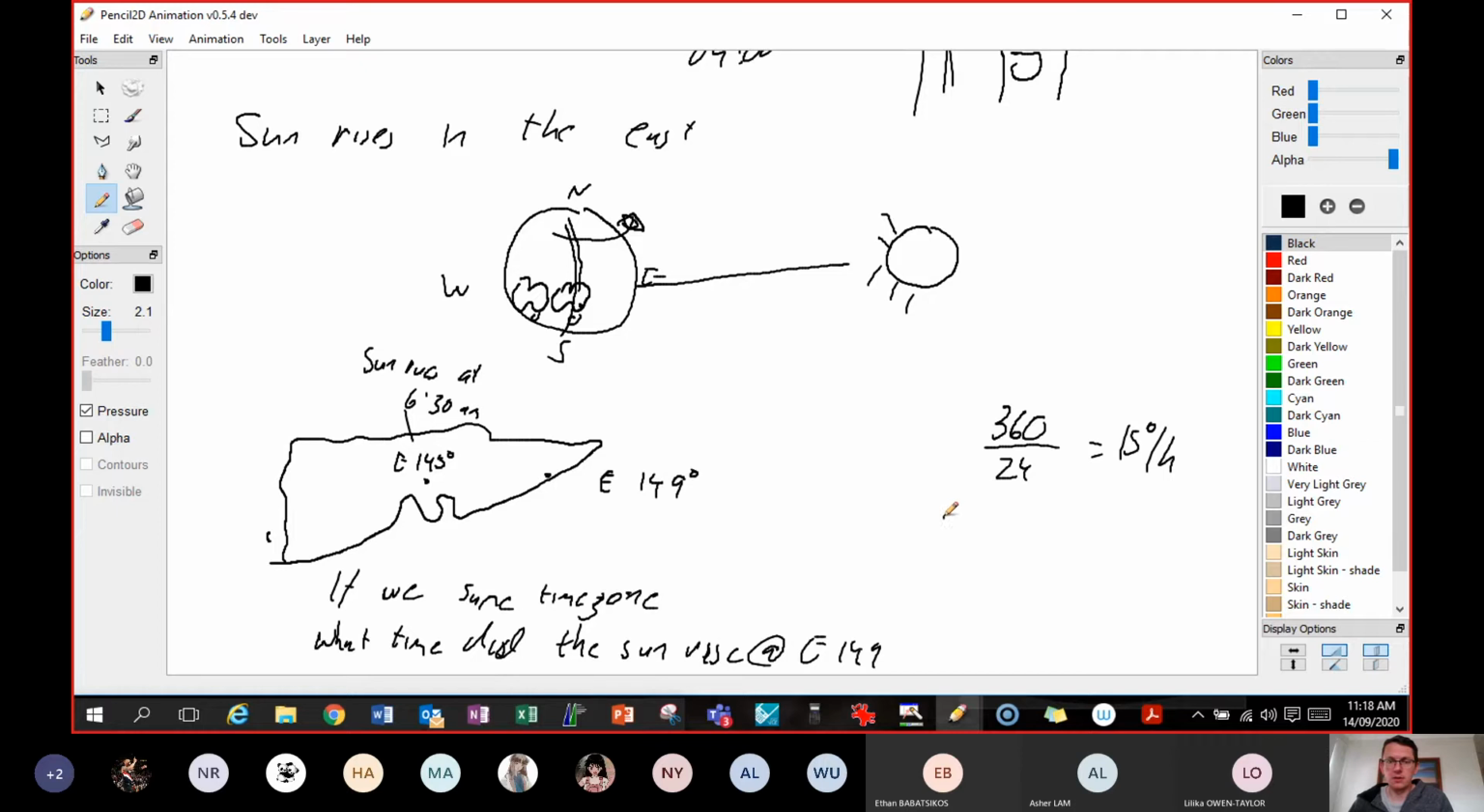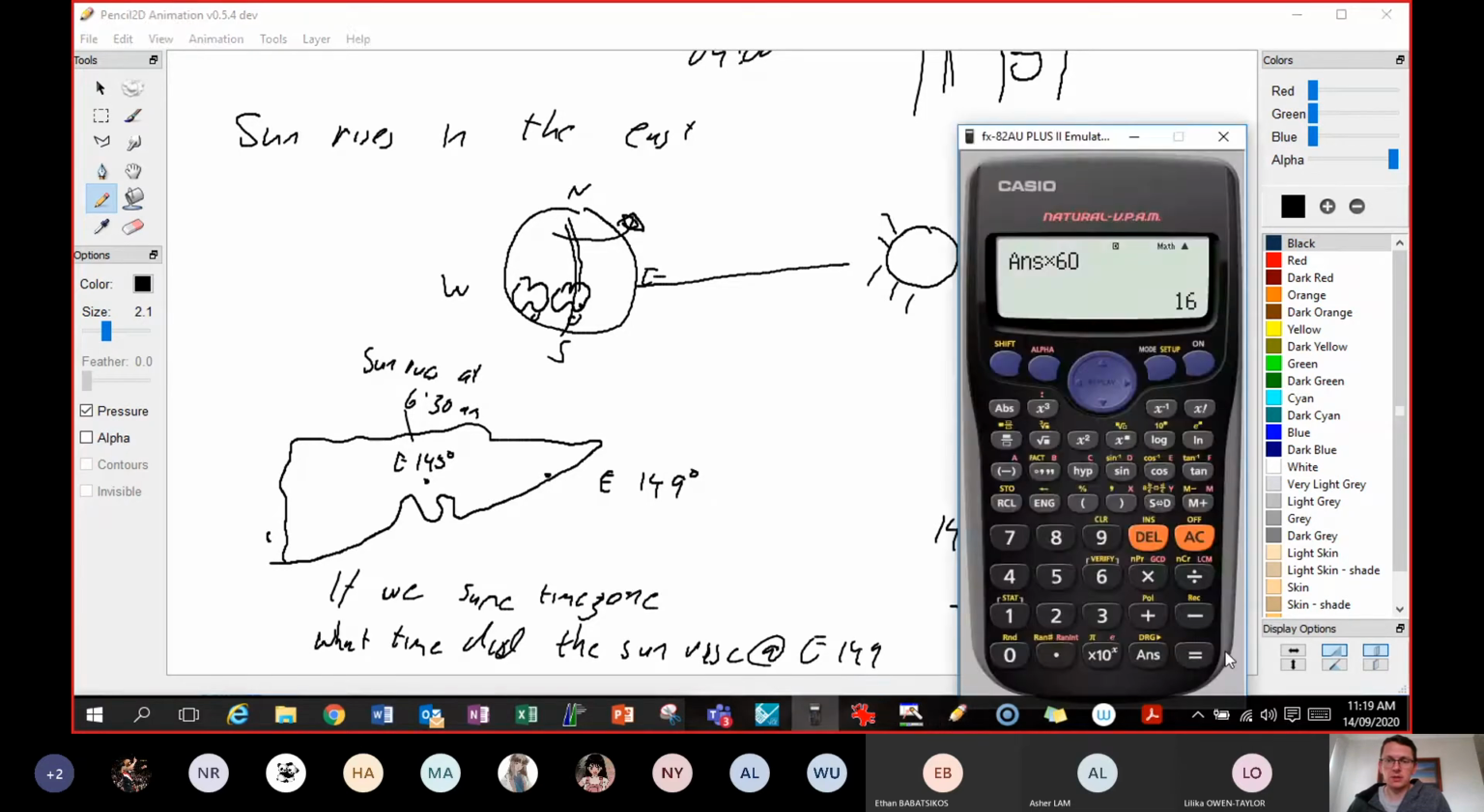So what we did is, if we go 149 minus 145 degrees, we know that there is a 4 degree difference. So therefore, we can go 4 divided by 15, because it's 15 degrees per hour, gives us 0.2, let's just round off, hours. Then we go 0.26 dot, dot, dot. We don't round off. I'm just going to do that as dot, dot, dot, times 60 to get minutes, and that equals 16 minutes.